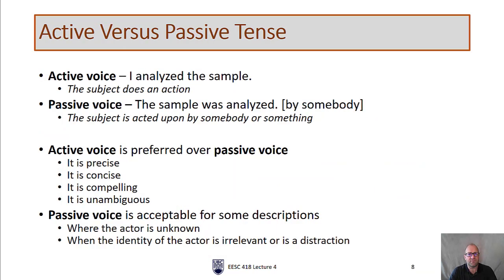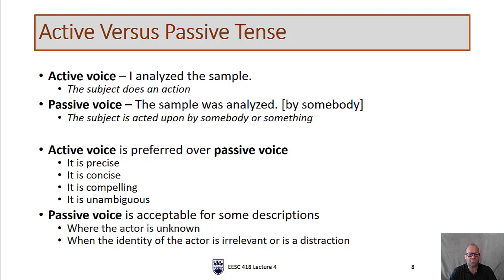Let's take consistent verb tense one step further and talk about active versus passive voice. In the active voice, the subject does the action, whereas in the passive voice, the subject is acted upon by somebody or something doing an action, and often that somebody or something is unstated. So in the active voice, I analyzed the sample. In the passive voice, the sample was analyzed, probably by somebody, maybe by me, who knows.